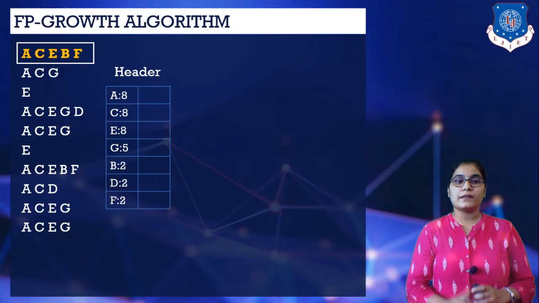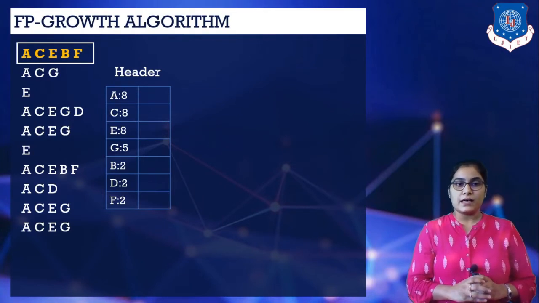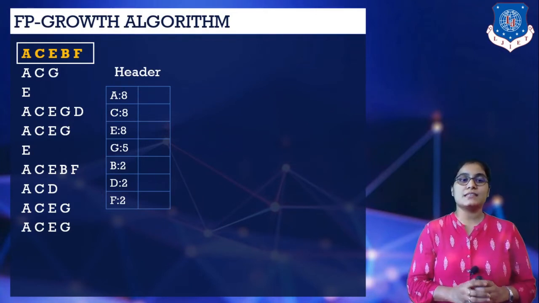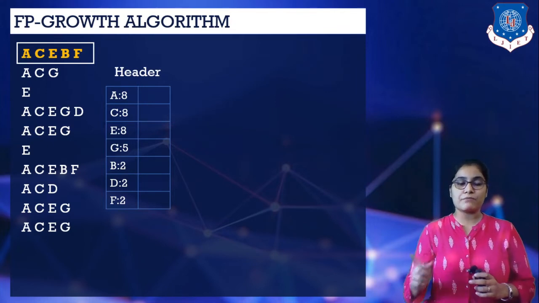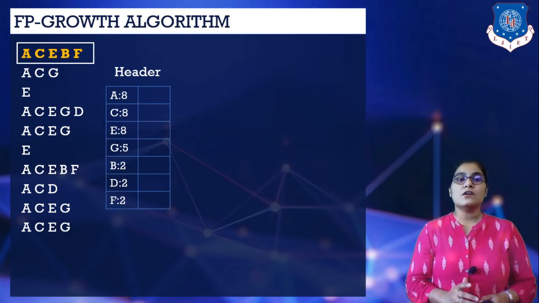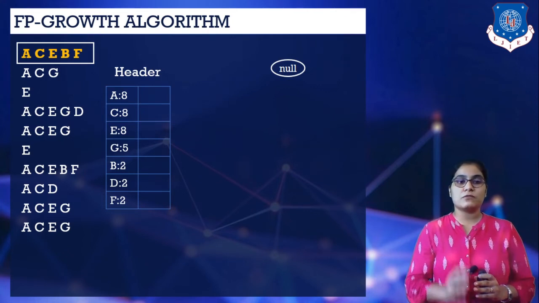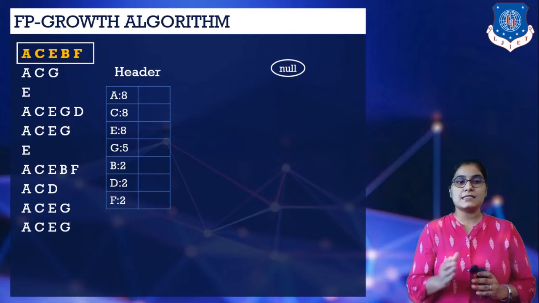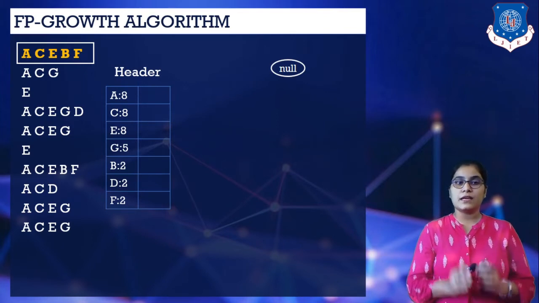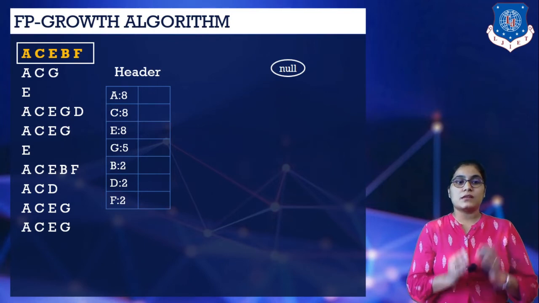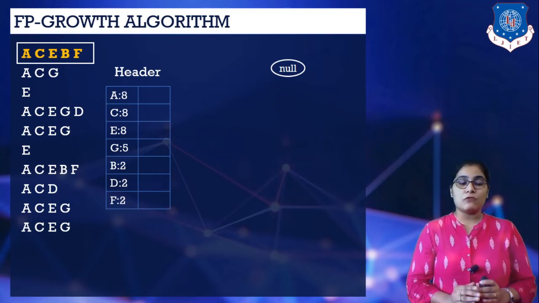For that we require the modified transaction set as well as a header table which contains the link to all the nodes in the FP tree. Now start creating the tree. We first create the root node, that is a null node. Now we have to add all those nodes that are in transaction 1. In transaction 1 we have 5 different items, that is A, C, E, B and F. Initially in our FP growth tree we have no such nodes. So we will start creating nodes for all these items in exactly the same order with the count of 1.